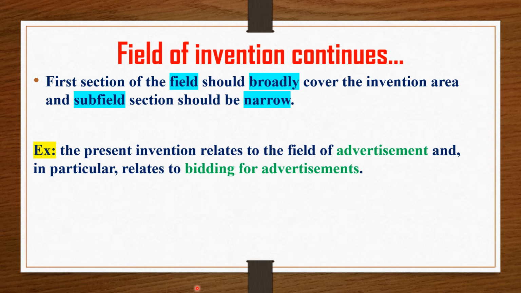For example, the present invention relates to the field of advertisement, and in particular relates to bidding for advertisements. That means the field of advertisement is the broader area, which is more general. So this is the field. And the subfield is bidding for advertisements, which is narrow and more specific. Next one.